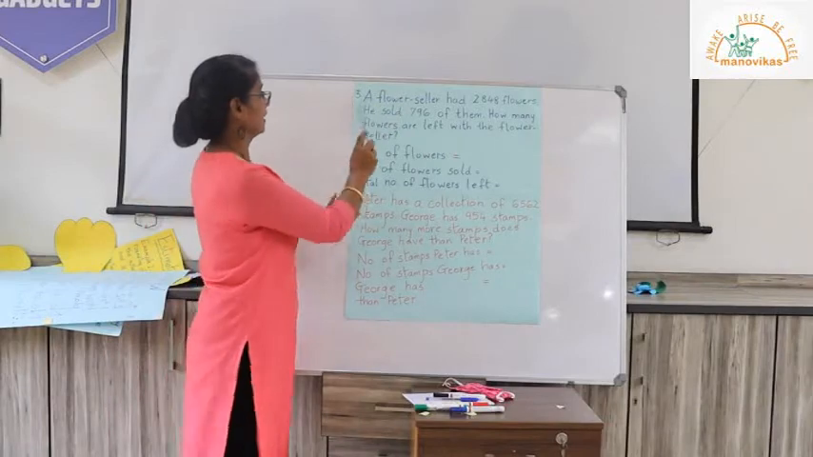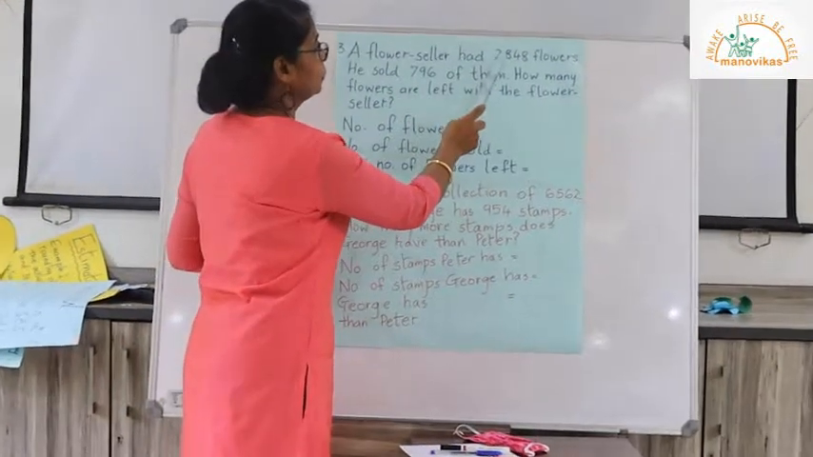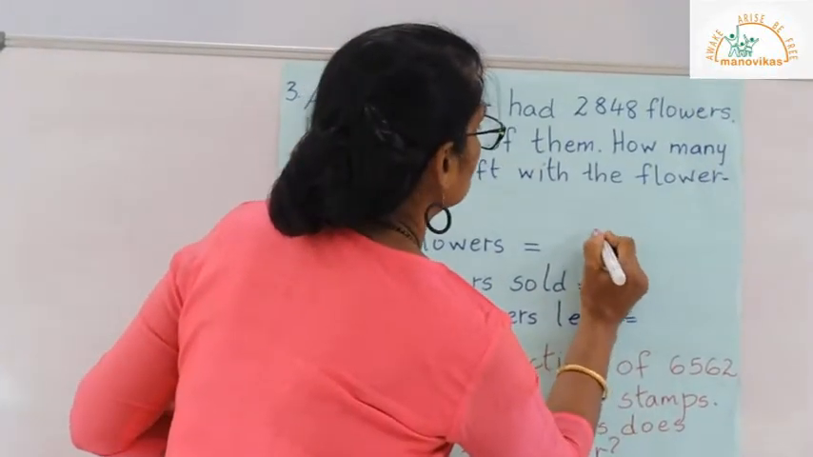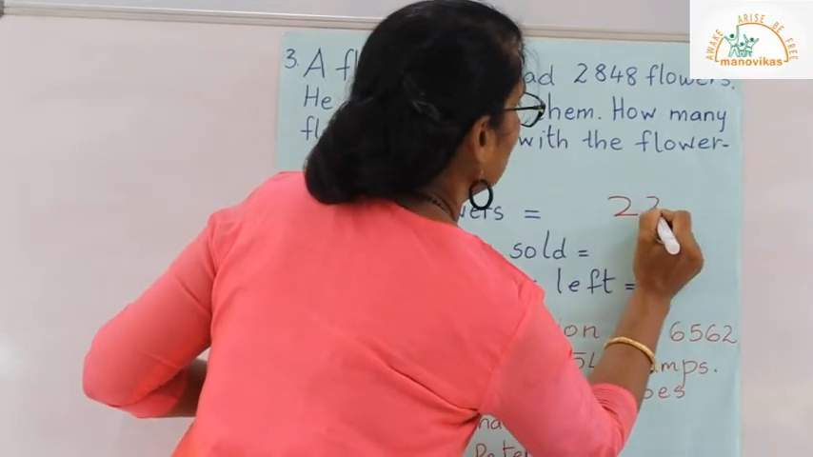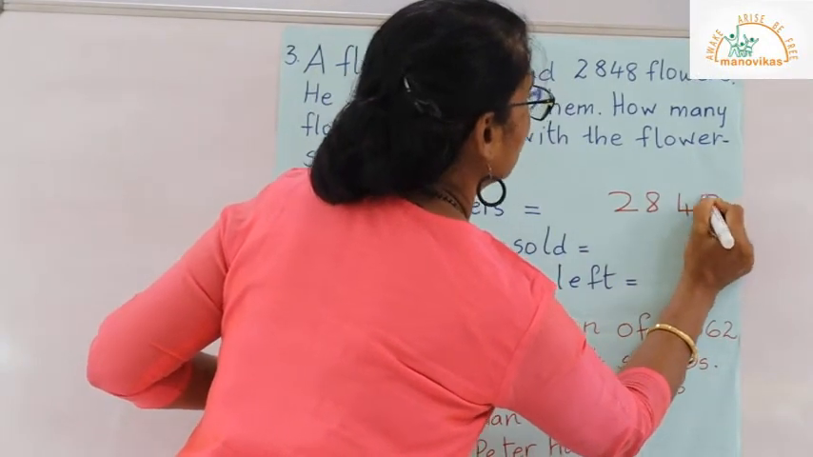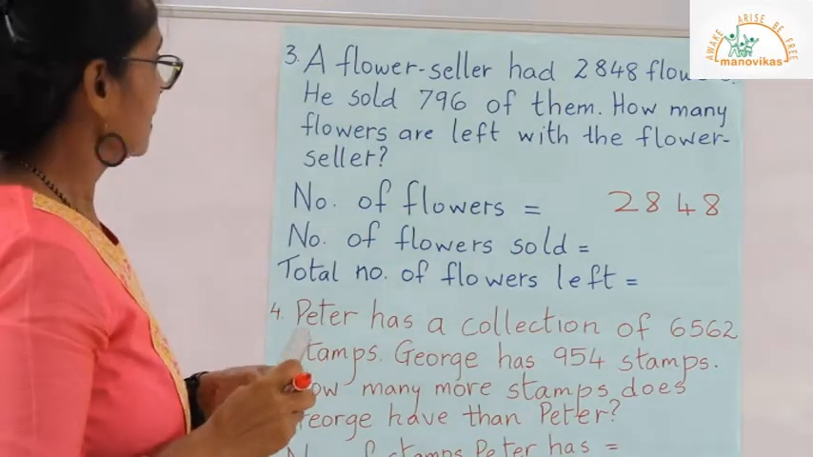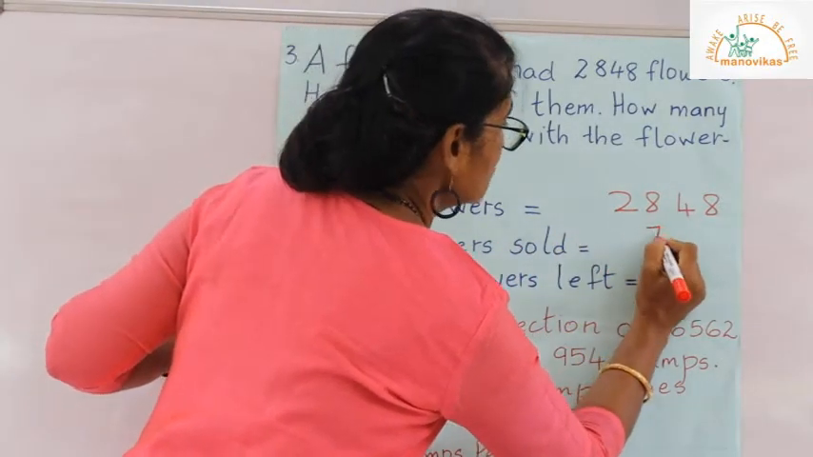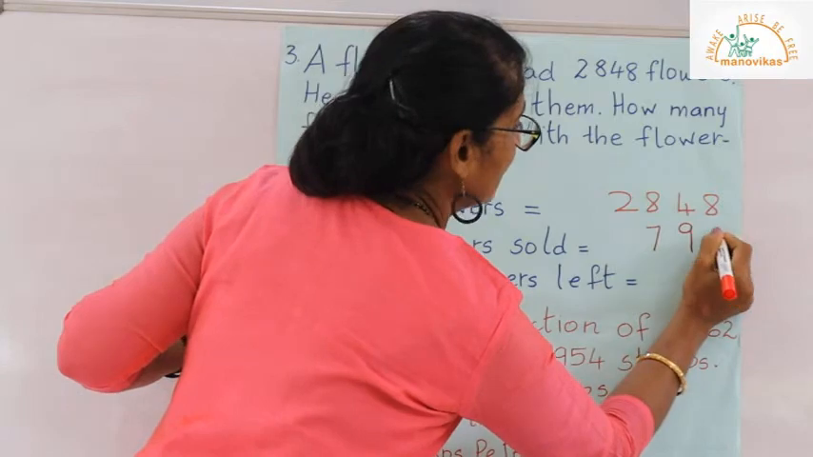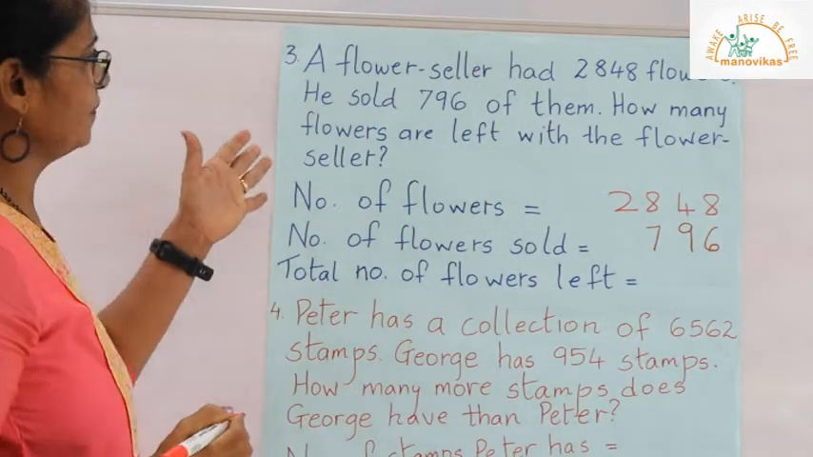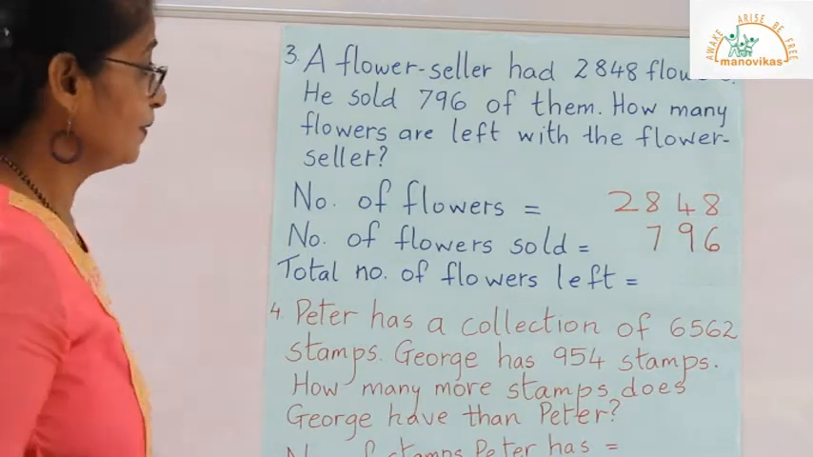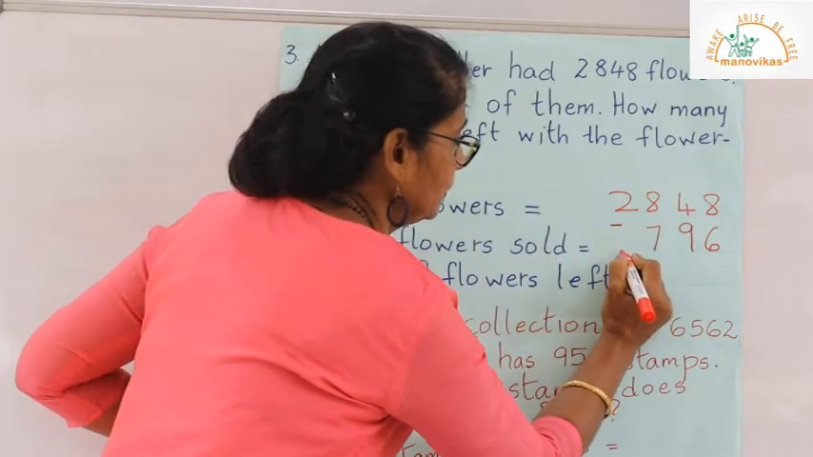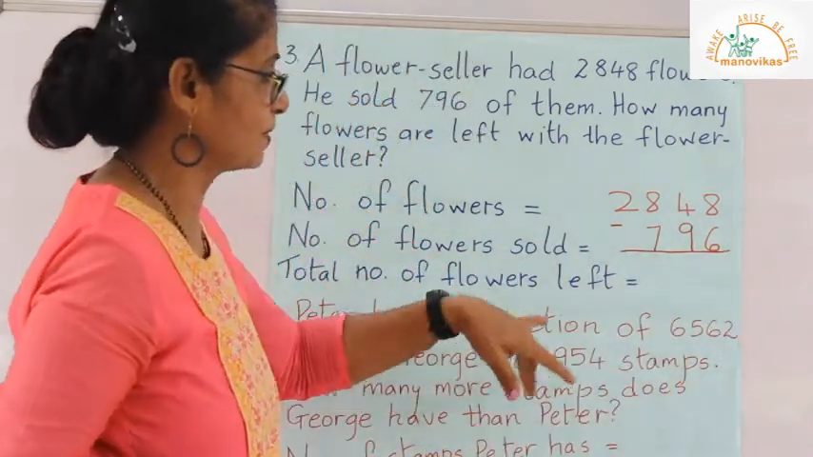The third word problem says, a flower seller had 2,848 flowers. He sold 796 of them. From what he had, he sold 796. How many flowers are left with the flower seller? And we need to find out how many remained with him. So to do that, to find out the difference, we need to subtract.